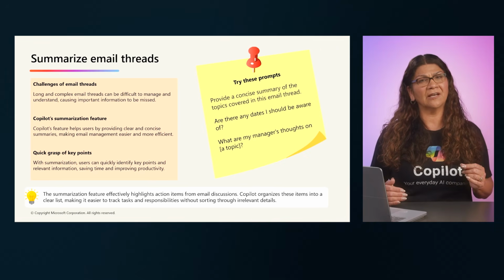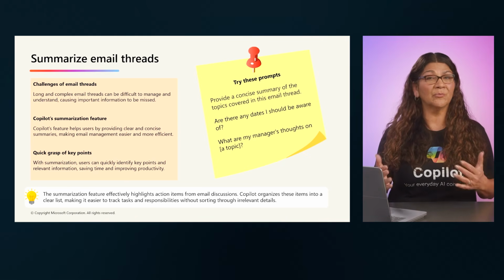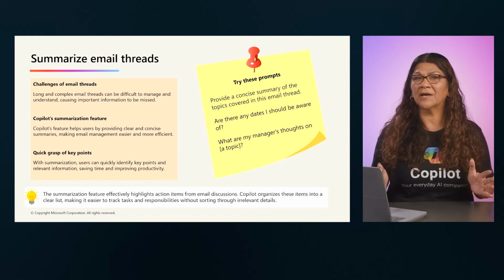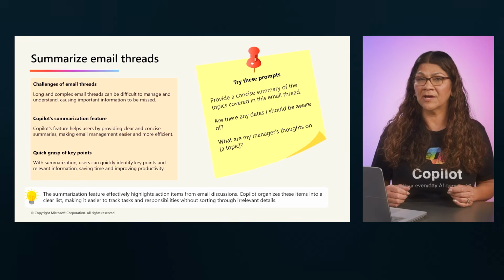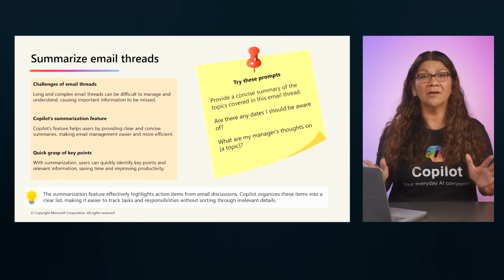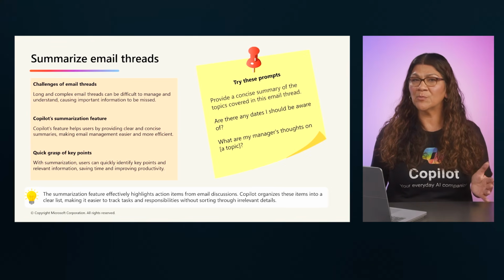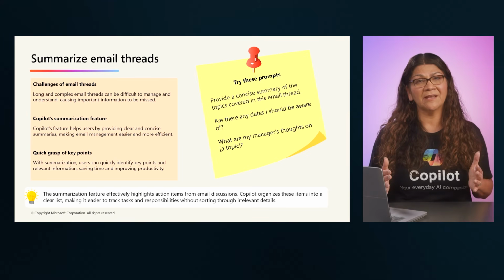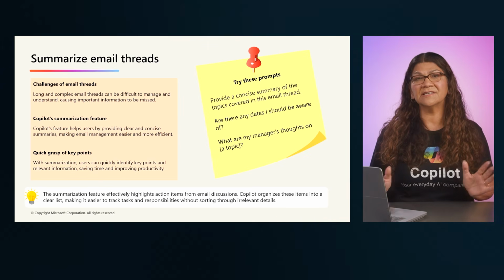In a real-world scenario, imagine returning from time off to a long project email thread with multiple contributors. Instead of reading every reply, you can prompt Copilot with questions like, "Provide a concise summary of the topics covered in this email thread." Or maybe you want to ask it, "Are there any dates I should be aware of?" Or, "What are my manager's thoughts on this topic?" Copilot instantly surfaces the key points, action items and deadlines, turning information overload into clarity and helping you respond quickly, confidently, and in context, even in the busiest inboxes.